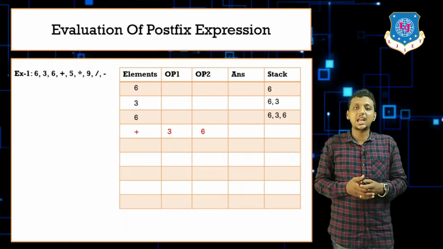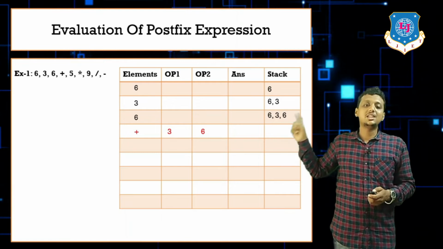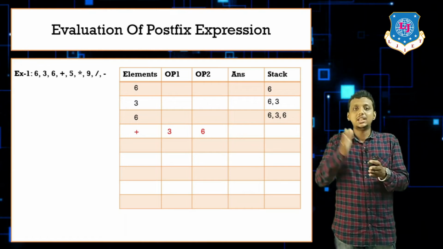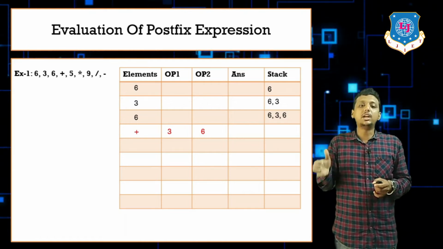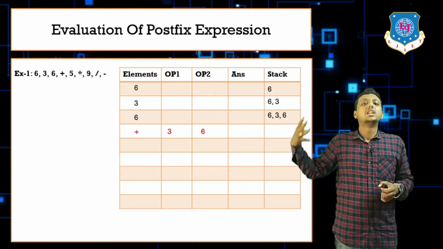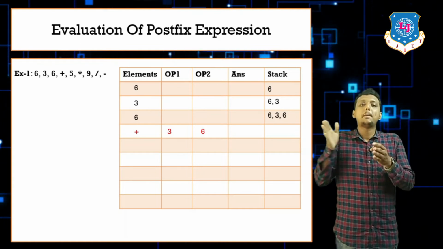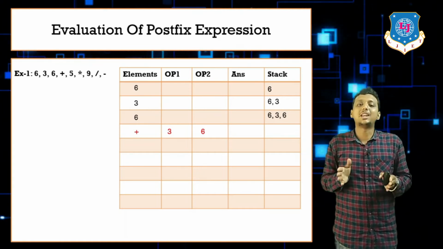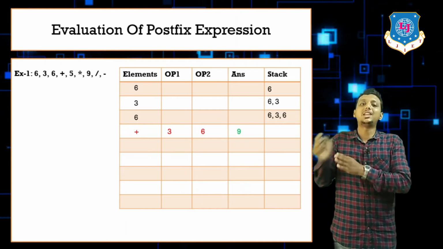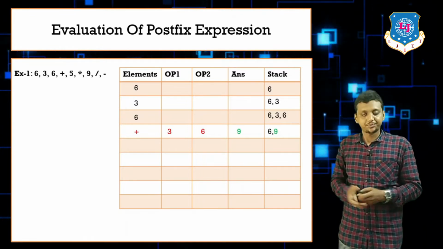Now what remains in the stack? The first 6 which we have inserted first. So the stack is with 6. Now you just need to apply the operation over here. 3 6. How to apply? OP1 operator OP2. Operand 1, that is 3. Next we have 6 and we have plus in between. So 3 plus 6 becomes 9, students. So we get the answer 9. Push this answer in the stack. So right now we have 6 comma 9 in the stack.